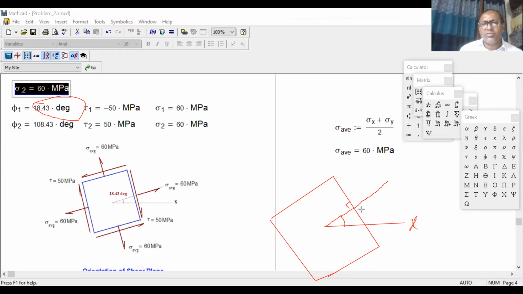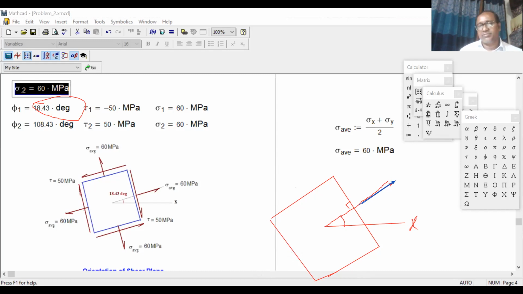Now, what will be the normal stress right over here? Equal to sigma average, right? 60 megapascal. So you draw the arrow. Let me pick up the other color. So this is 60 megapascal, the normal stress over here. On the other side, same 60 megapascal. On the other two sides, we got the same value for phi 1, phi 2, 60 megapascal, 60 megapascal.